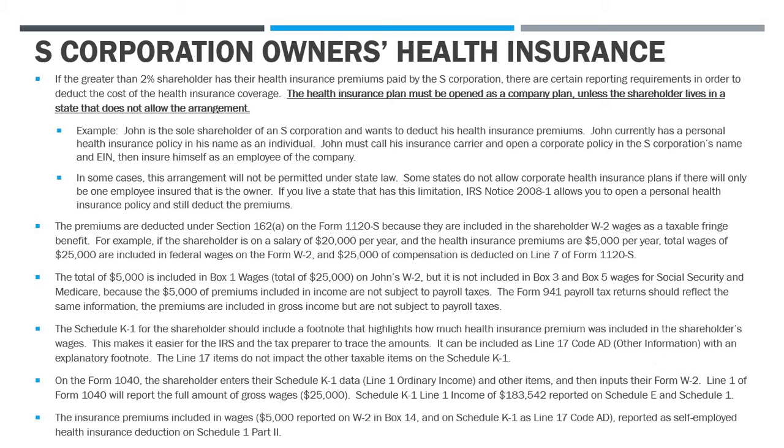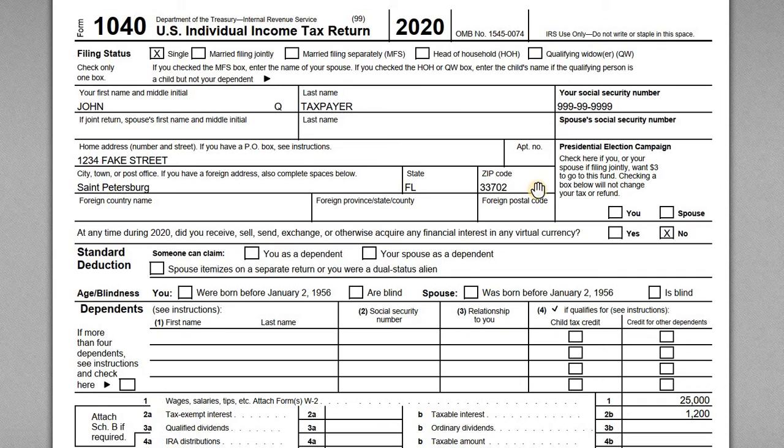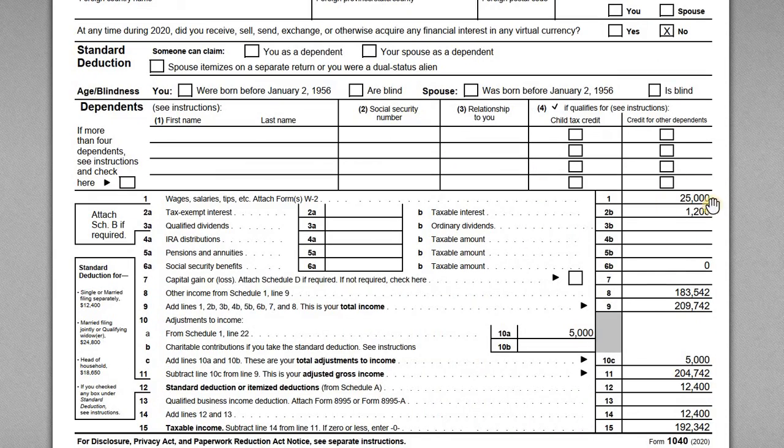Okay, so let's look at the 1040. We have John's 1040 here. Note how line 1 has $25,000. So it's the total wages reported on his W-2. $25,000 in gross wages. That's the $20K plus the $5,000 in health insurance premiums.